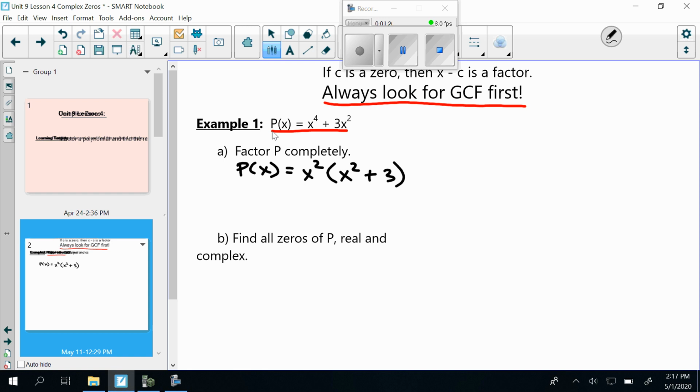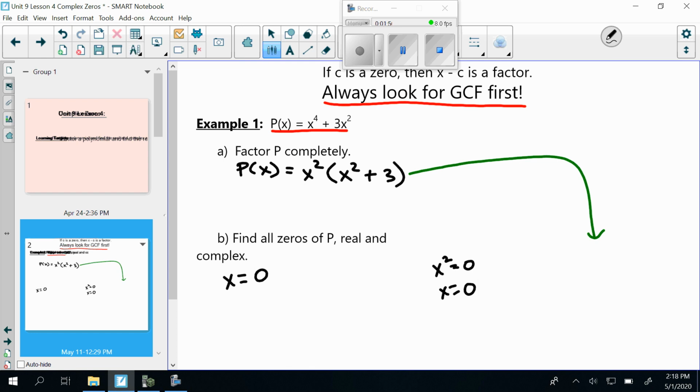So what we're going to do next is take that and solve it for 0. We're going to solve both of them for 0. So what do we get if we solve both of these for 0? The first one's pretty simple. If we put x squared equal to 0 and we take the square root, we know we're going to get 0. So one of the zeros to this one is x equals 0.